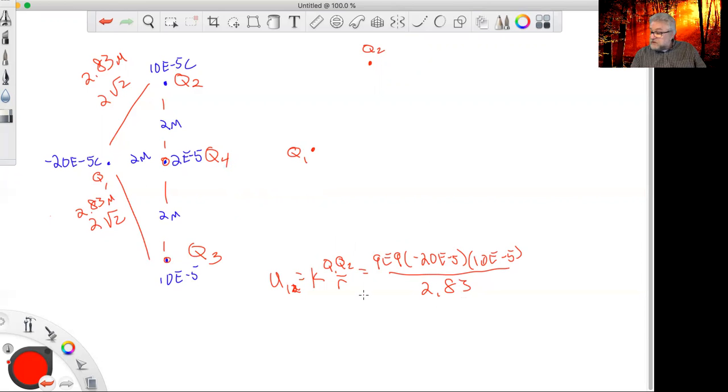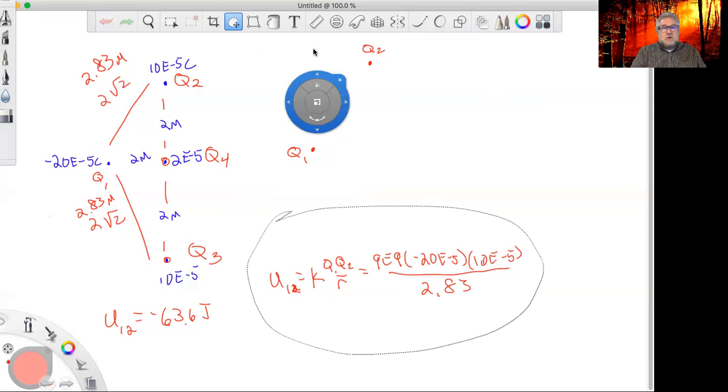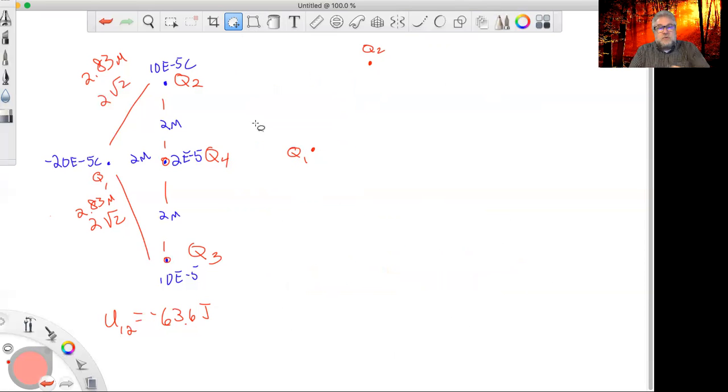And when I turn the crank there, I get potential energy U12 to be, please check my math, 63.6 joules. Okay, that's to bring charge 2 here. Now I am going to do, in no particular order, because energy is a scalar, I don't think it matters what order you do, I'm going to bring charge 3 in now.